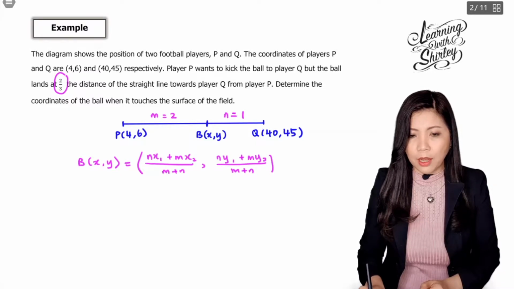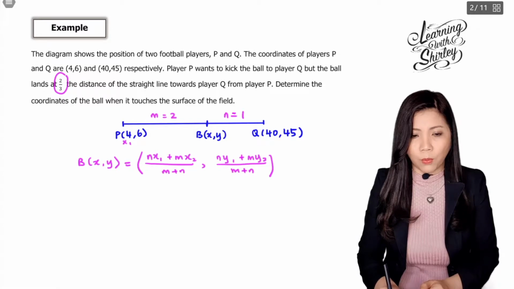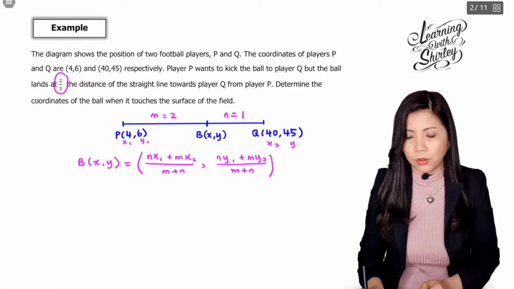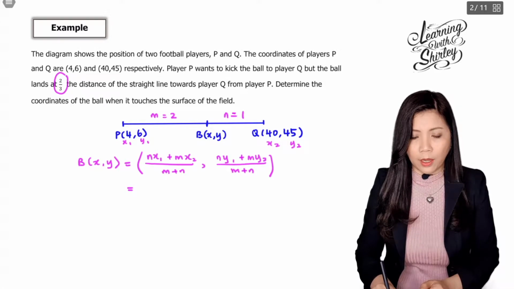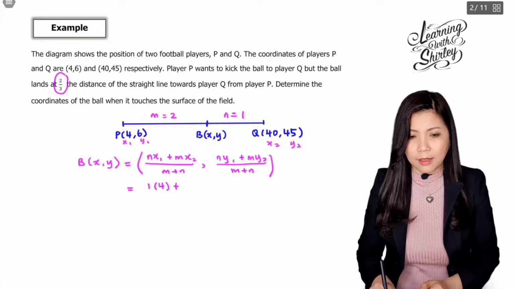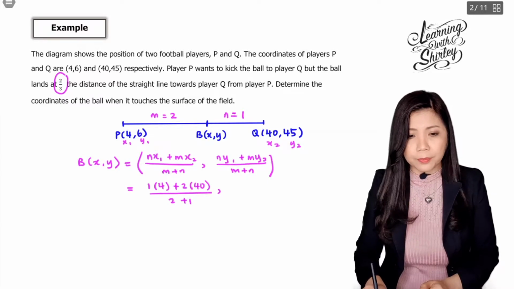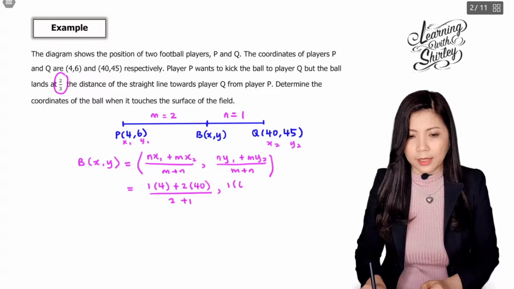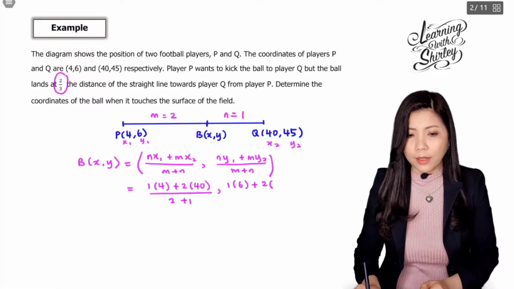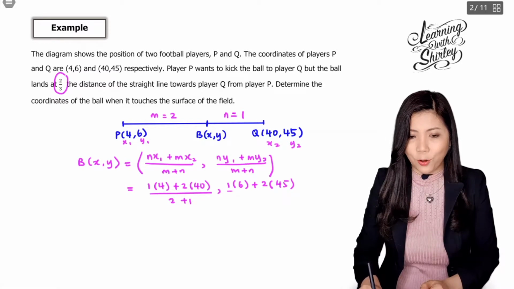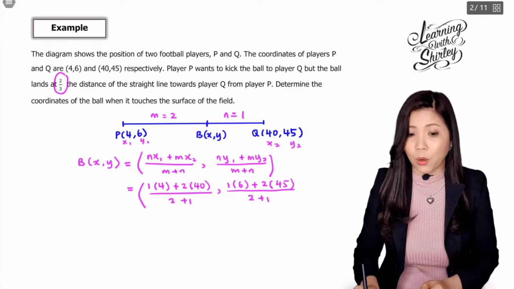Okay, and then we substitute the values inside. So let this be x1, y1. This will be x2, y2. Okay, so let's solve this. So n is 1, x1 is 4, plus m is 2, x2 is 40, then over m plus n, so 2 plus 1, comma, and then n is 1, y1 is 6, plus m is 2, and then y2 is 45, and then over m plus n, so it's 2 plus 1. Remember your big bracket because it's a coordinate.